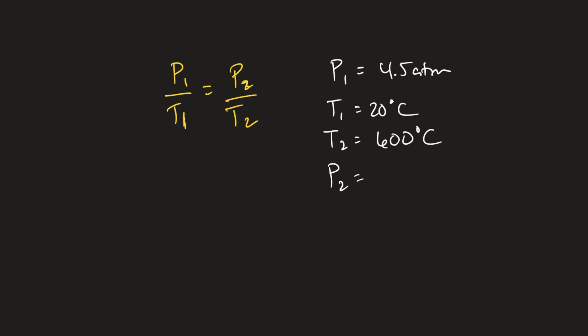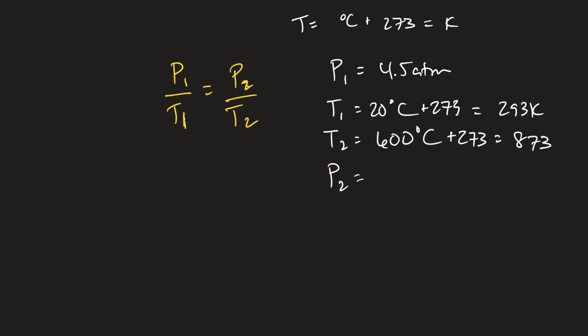All right, and so we're going to use this equation to help us out. First thing first, the temperature units are in Celsius and they need to go to Kelvin. Hopefully you recall that Kelvin is degrees Celsius plus 273. For both of these, I'm going to add 273 so I can get my Kelvin numbers. When you do that, temperature 1 is 293 Kelvin and temperature 2 is 873 Kelvin.